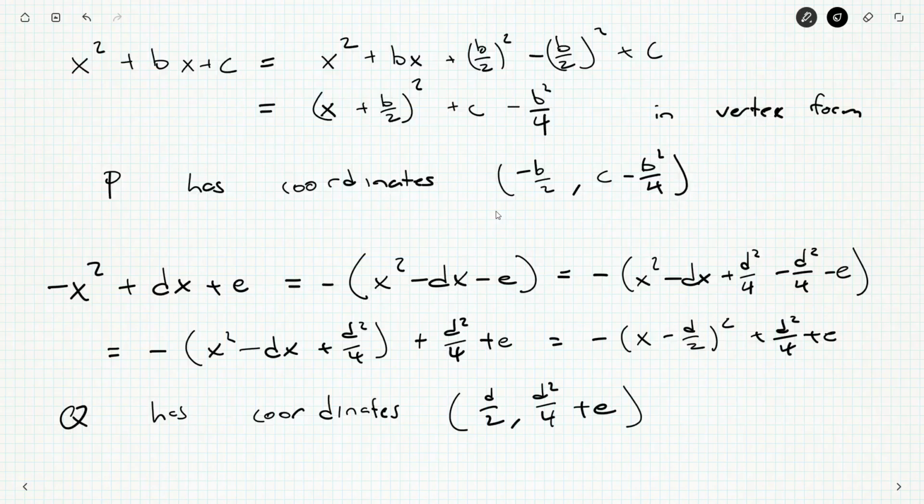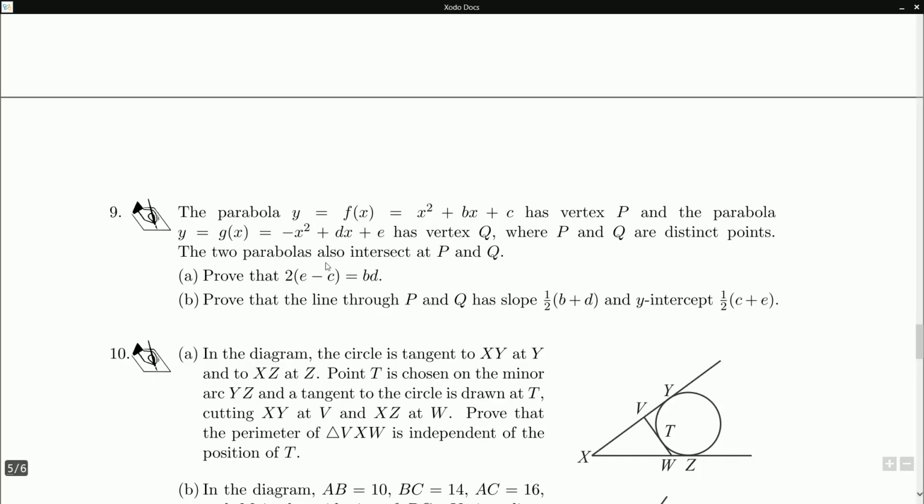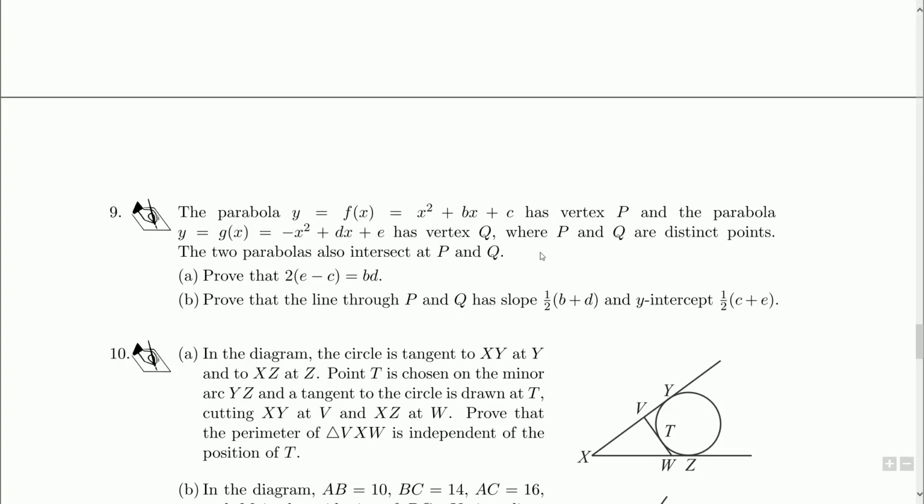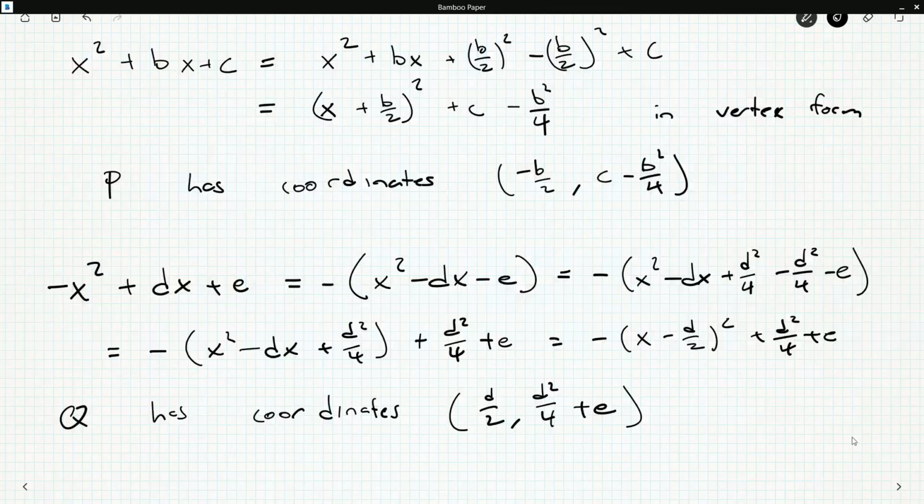Alright. So now I better understand p and q. Now, in the question, I think they also said that the parabolas intersect at p and q as well, which is quite interesting. And that means that p satisfies this second equation, and q satisfies the first equation as well. Prove that the line through p and q has slope 1/2 b plus d. Well, I think that wouldn't be that hard to show, because now I know what p and q are. We also know the y-intercept as well. So let's see if we can do b before we can do a. Maybe we can, maybe we can't.